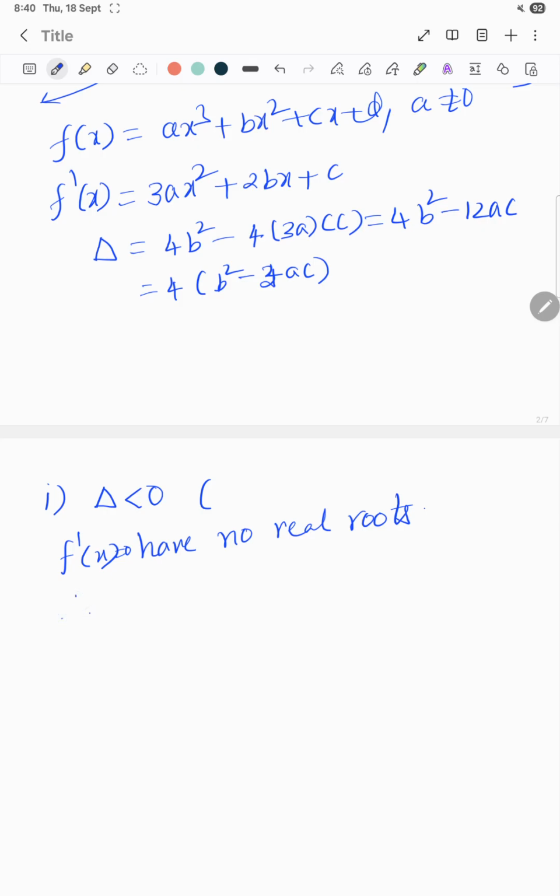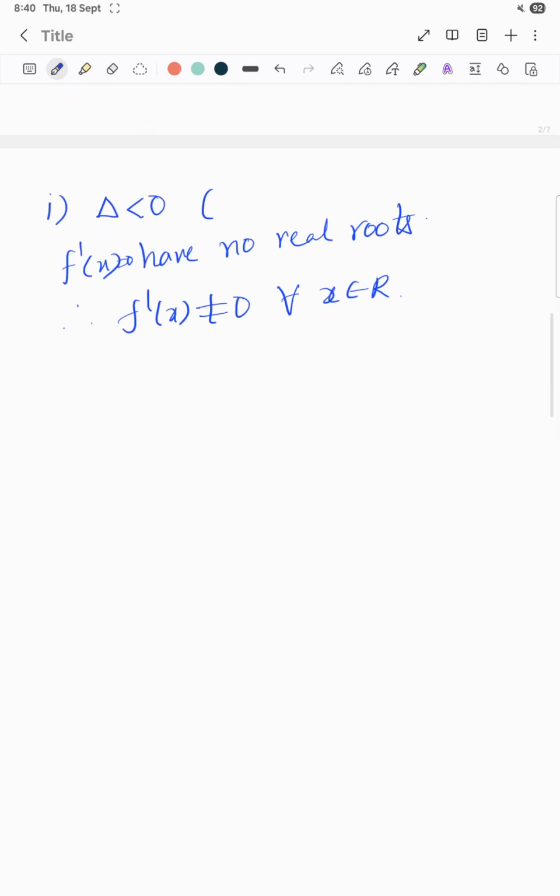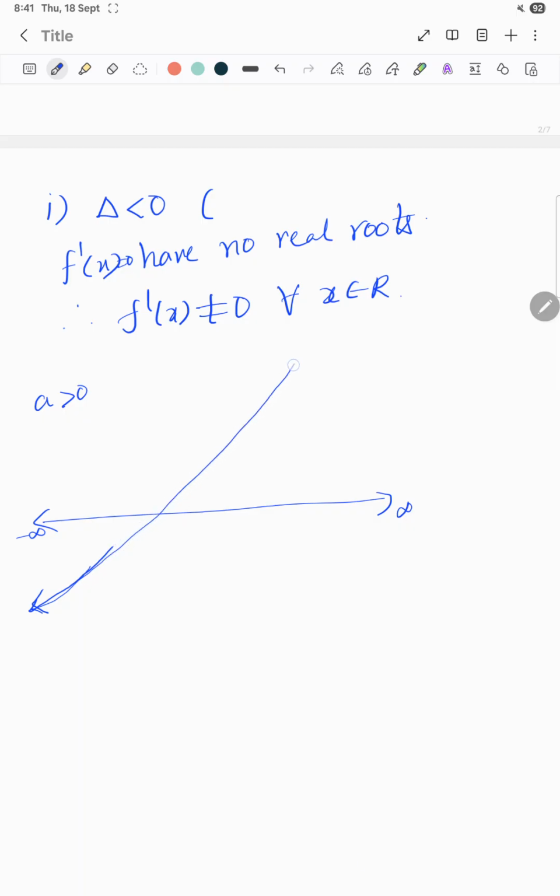That means for no value of x, f dash of x becomes 0. That means f dash of x is non-zero for every x belonging to R. That means, what is the graph nature? Let us understand. If a is greater than 0, we know that when x approaches minus infinity, the graph will be approaching negative infinity, right? From there the curve starts, and it will keep increasing. It is a strictly increasing curve you will get.